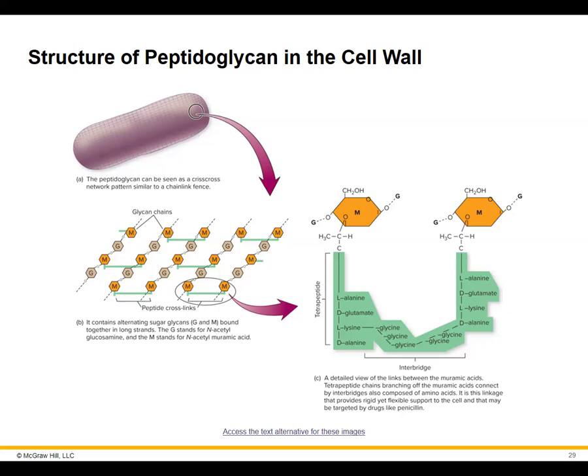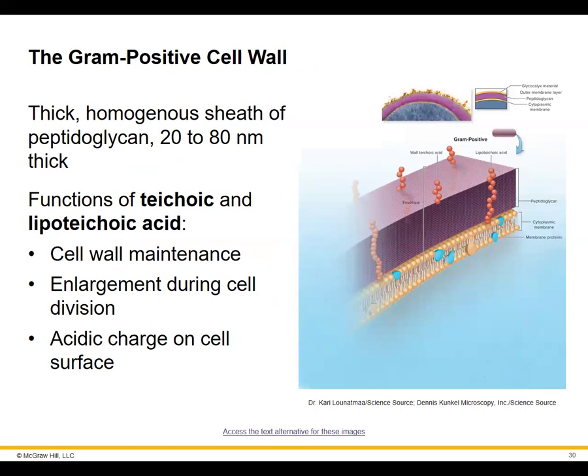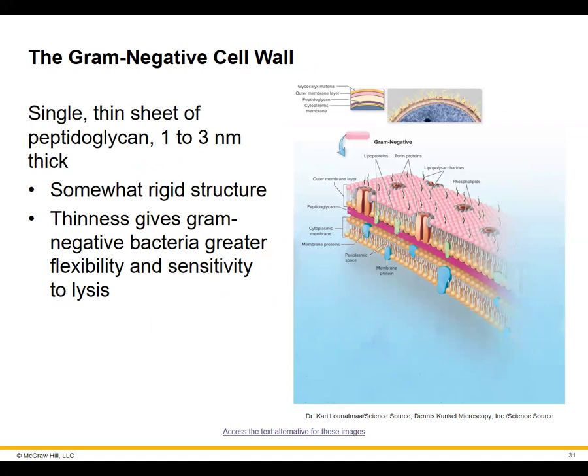All right, we were talking about this. We see that it's 20 to 80 nanometers for the gram-positive cell wall. The gram-negative cell wall is going to be 1 to 3 nanometers. They're both peptidoglycan. It's just one is way thicker than the other. Because the cell wall is thicker on the gram-positives, they're going to be more protected from bursting open in environments where you might burst open in low tonicity situations and stuff like that. So osmolarity.